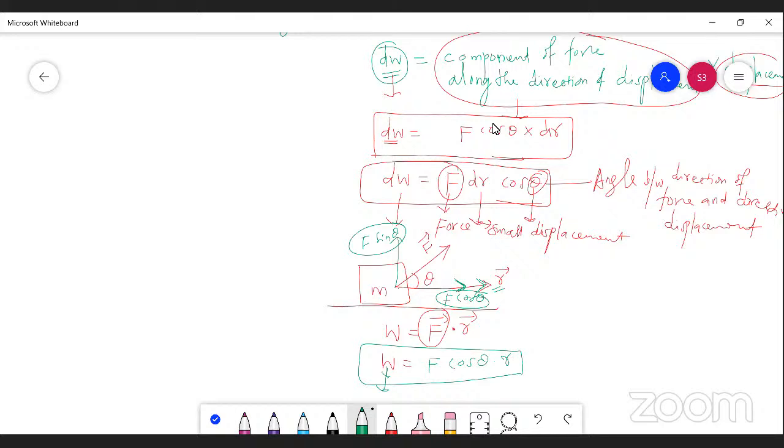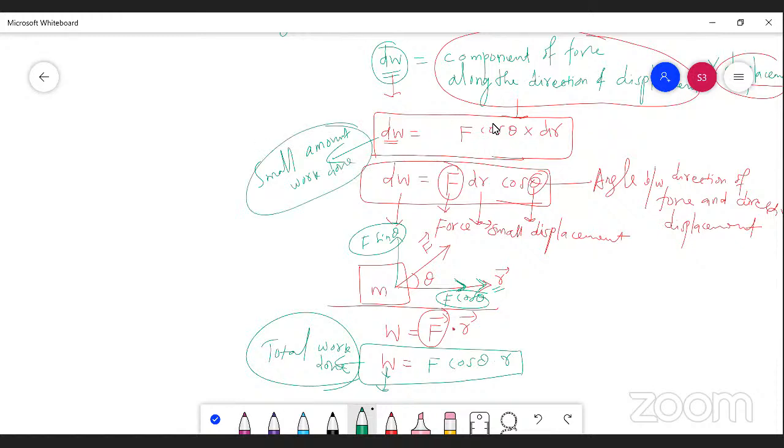I wrote two equations: the small amount of work done by the constant force and the total amount of work done by the constant force. What is the difference between these two? Small amount of work done and the total amount of work done. What is the difference of these two equations?